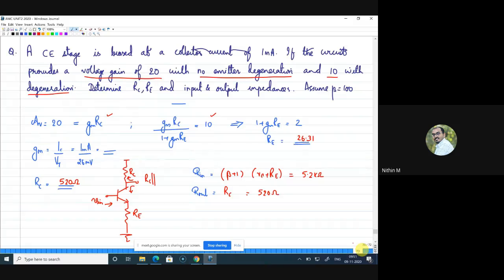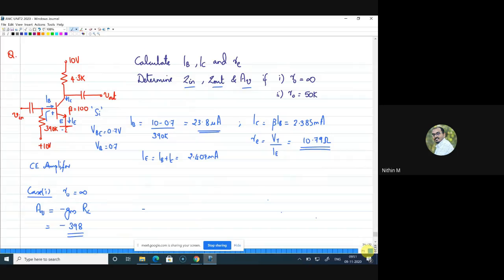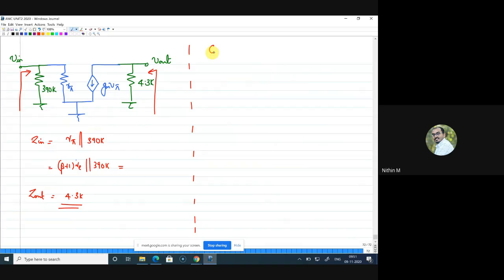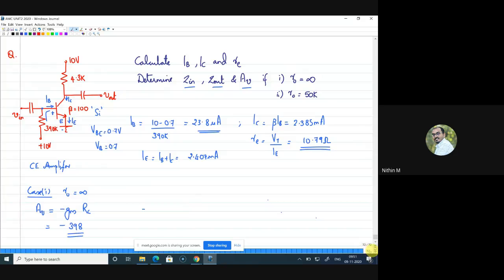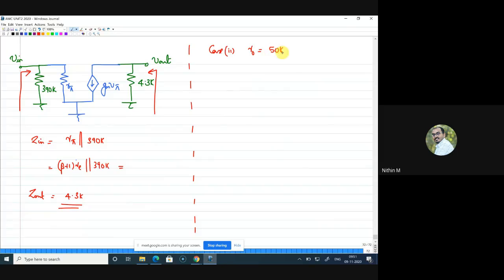Second case is with R naught value. So I'll write here as case 2. That is with R naught value. I think I have given it as 50K. So if R naught is 50K, let me write what is voltage gain first, AV. AV is equal to minus GM into RC parallel R naught. You have to consider R naught also into picture. So that will give you this value.